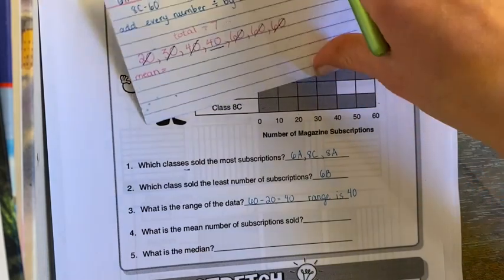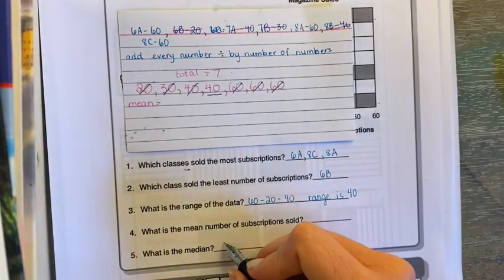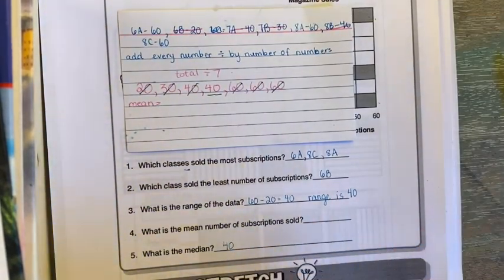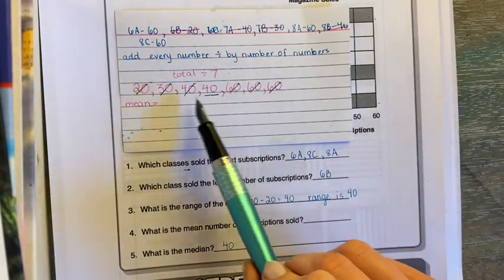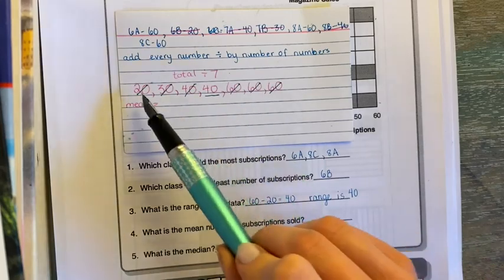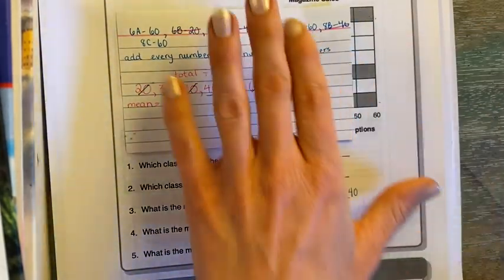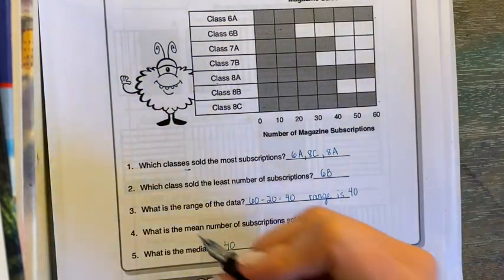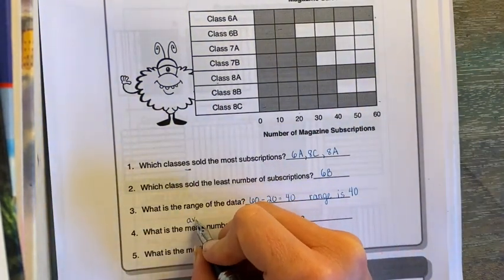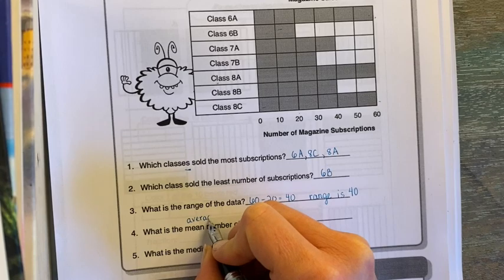Your median means what's in the middle, and that is 40. Okay, so what you're going to do, again, you're going to figure out the mean by adding everything up and dividing it by 7. So adding every single number, dividing it by 7, and that will give you the mean, or average is another way to say mean.